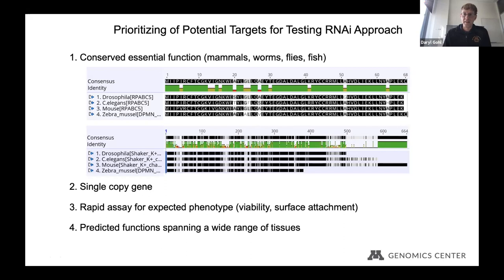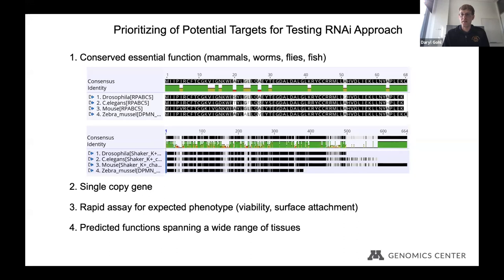A lot of genes don't look like this. Most genes have much less conservation. In a way, those might be better targets in the long run because they'll be more specific. But for this first round of testing, we're just really trying to see, can we get a phenotype? These kinds of highly conserved genes we think will be really useful. We also wanted genes that were single copy in the genome. So, not a gene that had duplicated or had multiple copies spread throughout the different chromosomes. And then we wanted genes that had rapid assays for telling whether or not they had an effect.